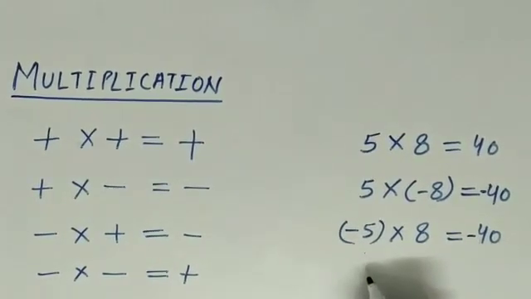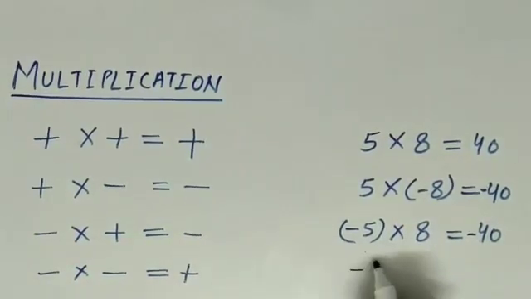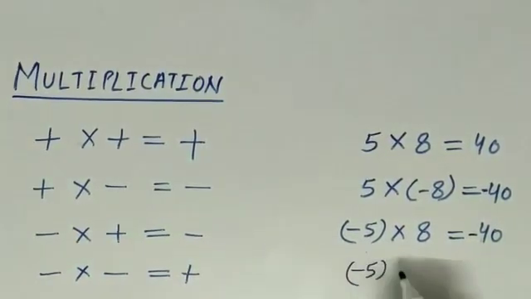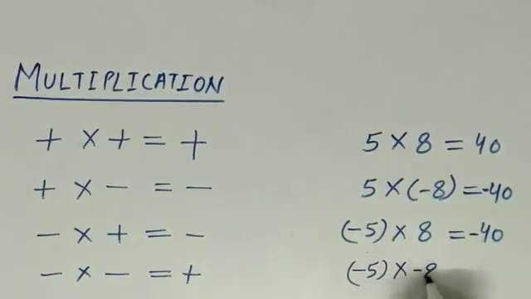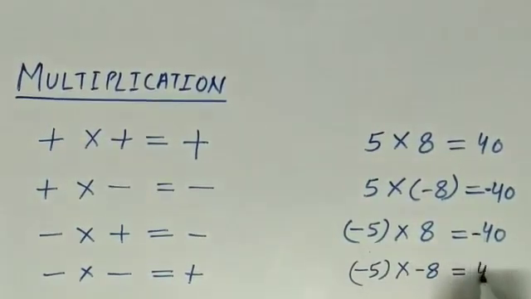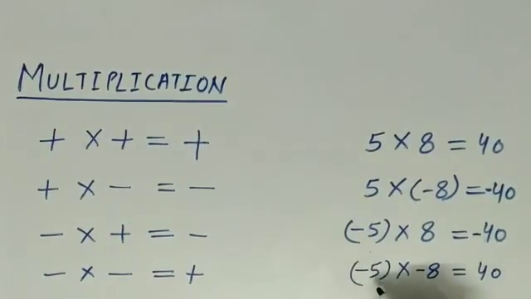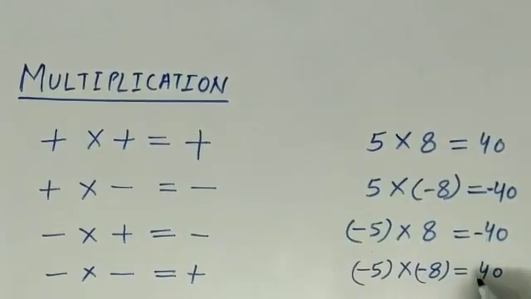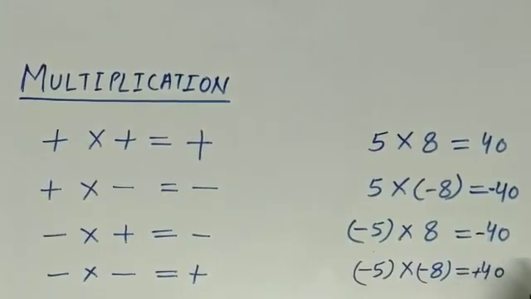Lastly, taking both negative integers, I take minus 5 multiply minus 8. 5 into 8 equal to 40, and negative multiply negative is positive. So this will remain positive 40.